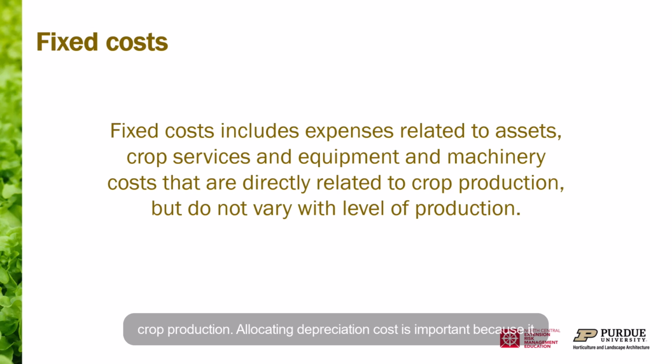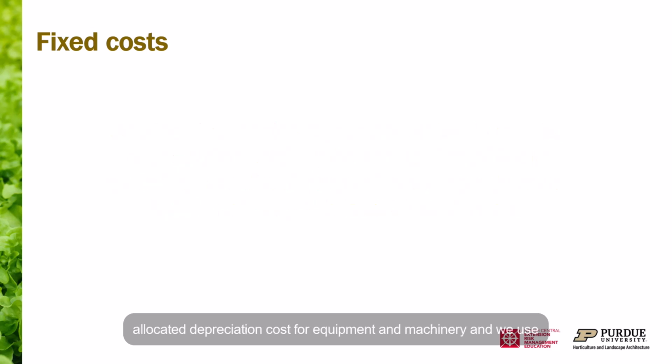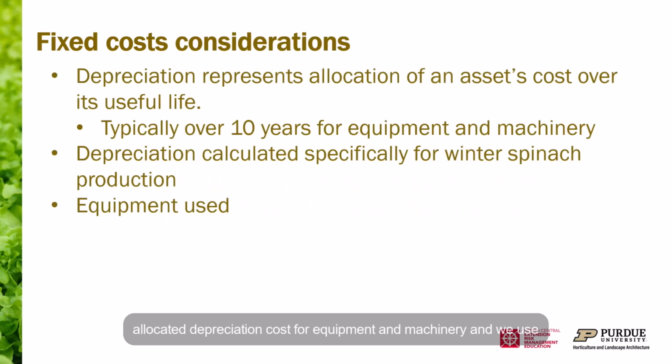Allocating the depreciation cost is important because it spreads the cost of equipment and infrastructure over their useful life, giving a more accurate picture of the total cost of production. We allocated depreciation costs for equipment and machinery, and we use a straight line depreciation for 10 years, calculating the portion of time and area utilized by winter spinach.